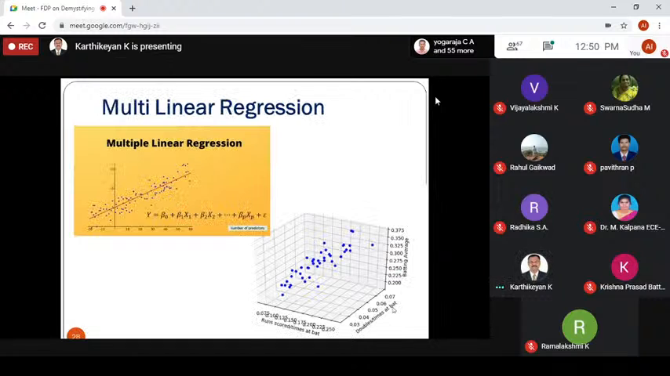But here we are going to have so many independent variables. Based on these independent variables, we are going to find out one dependent variable, that is called multilinear regression. Maybe one or two dependent variables we are going to find out. So that is called multiple linear regression. Okay. Hope I'm clear about my concept.